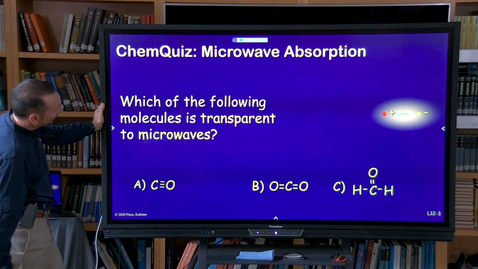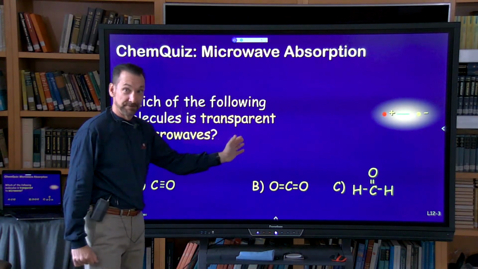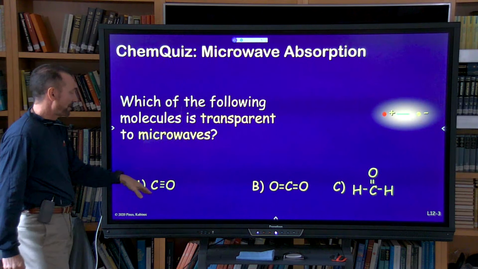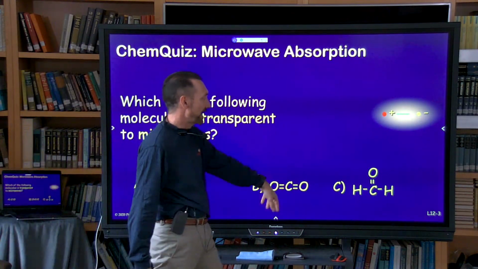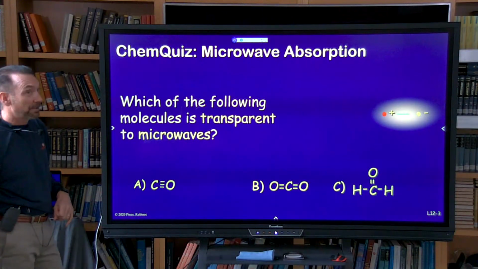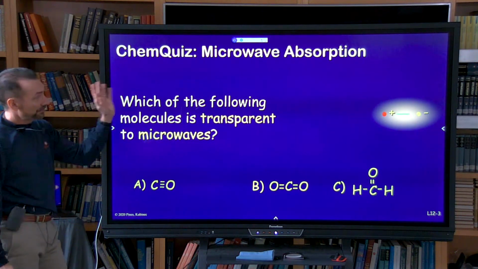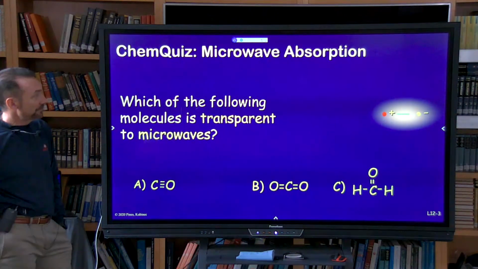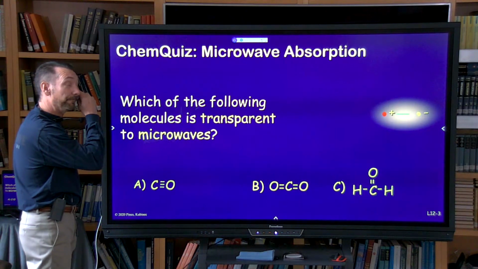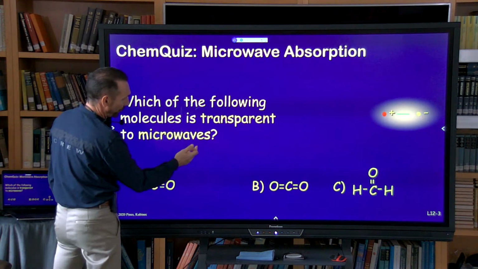Which one of these molecules is transparent to microwaves? Okay, so I have carbon monoxide, carbon dioxide, and there's that formaldehyde that we talked about just a minute ago. Let's talk through this together. So what do you have to look for?